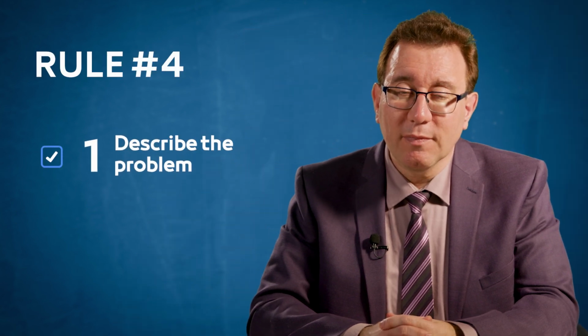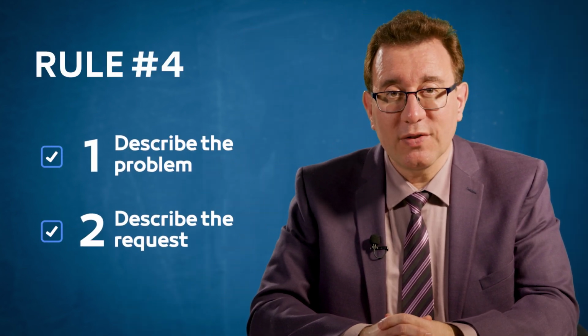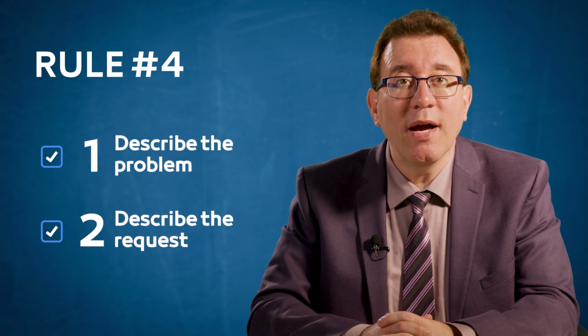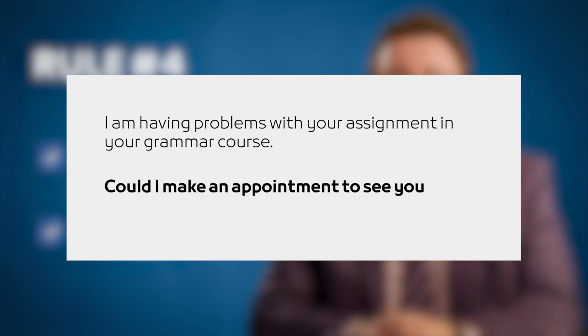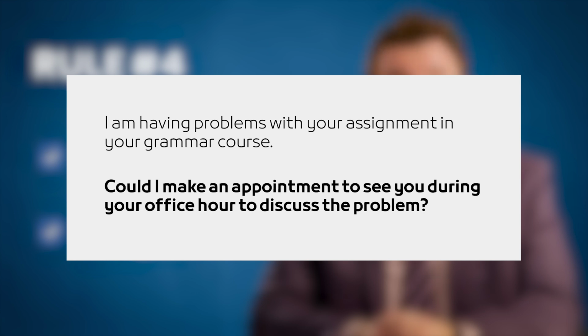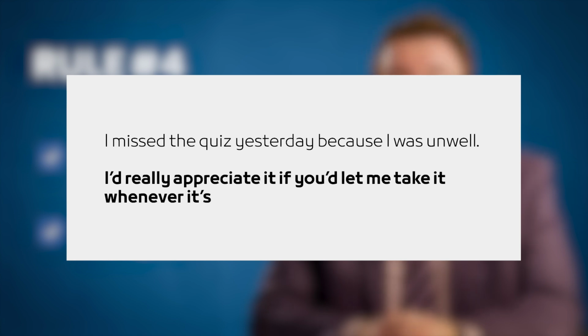Rule number 4 is to describe the problem and then to describe your request. This is very important so that your email is clear. For example, if the problem is, "I'm having problems with your assignment in your grammar course," you'll follow that with, "Could I make an appointment to see you during your office hour to discuss the problem?" Or if the problem is, "I missed a quiz yesterday because I was unwell," then you can follow with, "I'd really appreciate it if you'd let me take it whenever it's convenient for you."